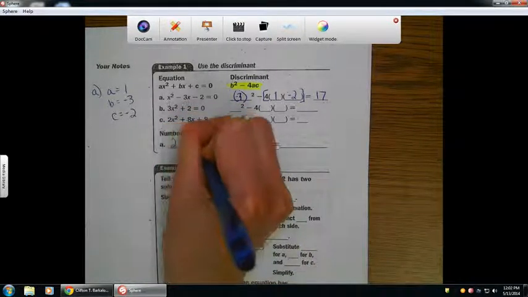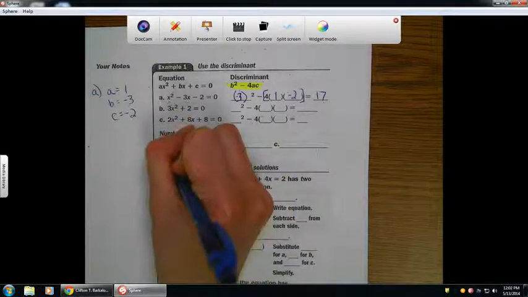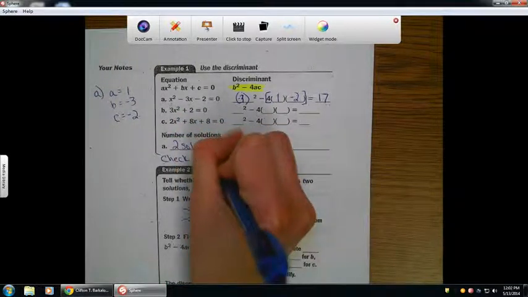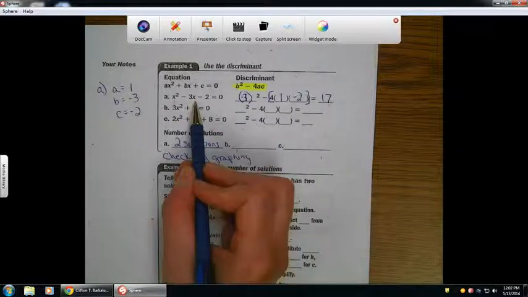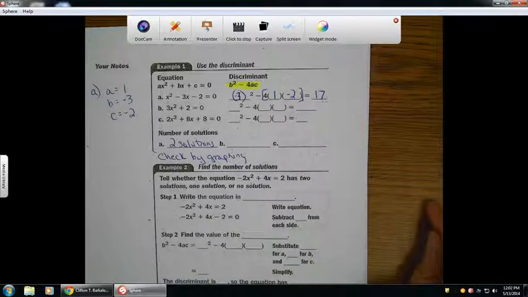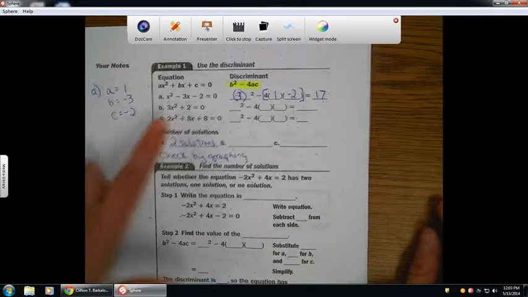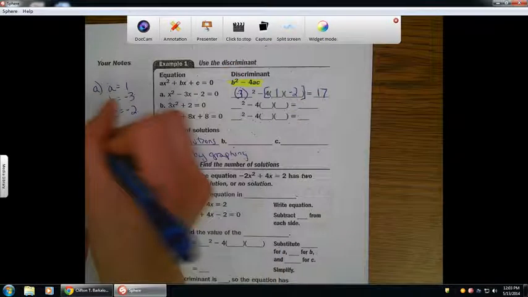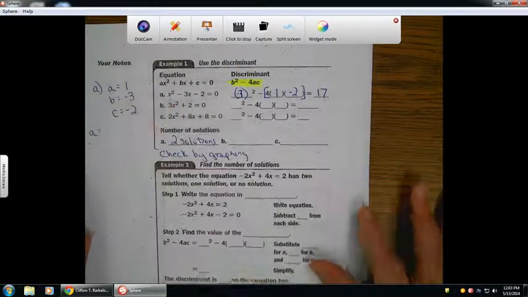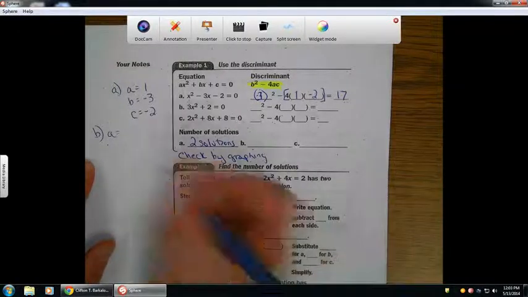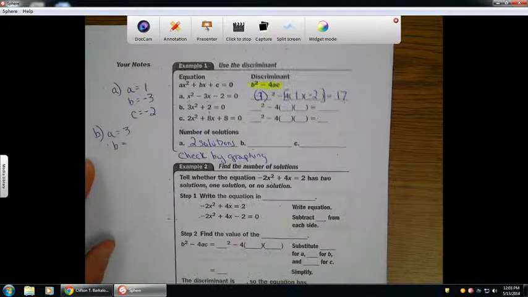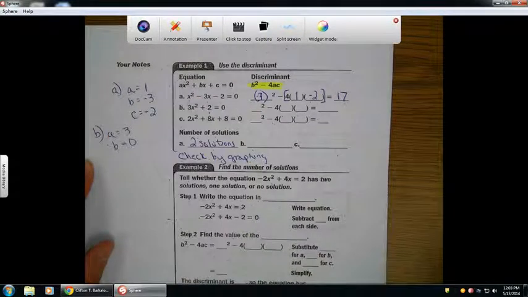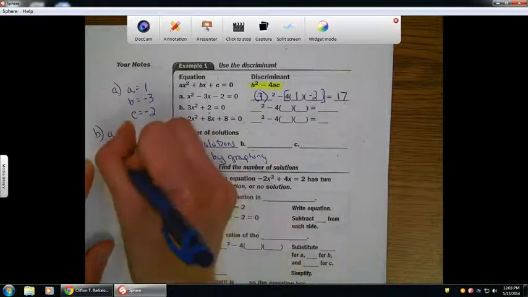And if you want to check yourself, go ahead and graph it. You should see that when you graph this equation, x squared minus 3x minus 2 equals 0, it has two x-intercepts. In B, again, we're going to list out A, B, and C. A is 3. We don't have a B value, so B is 0 in this case, and C is 2.